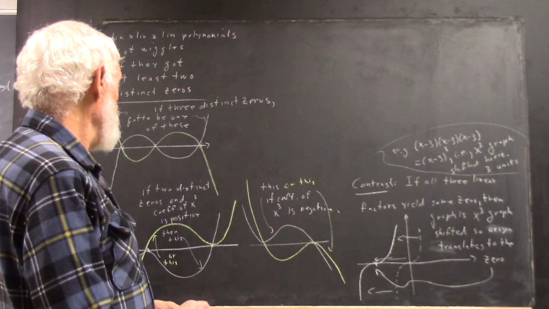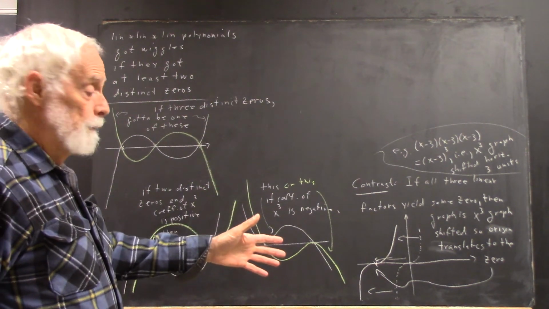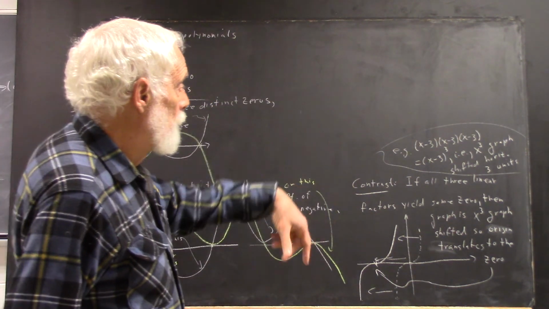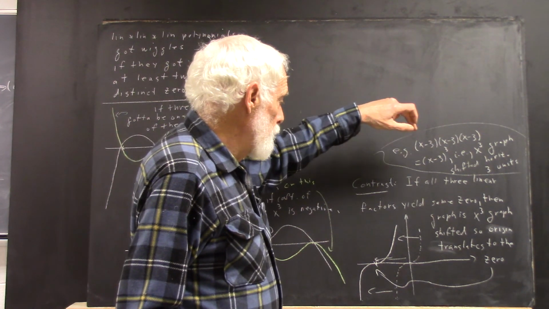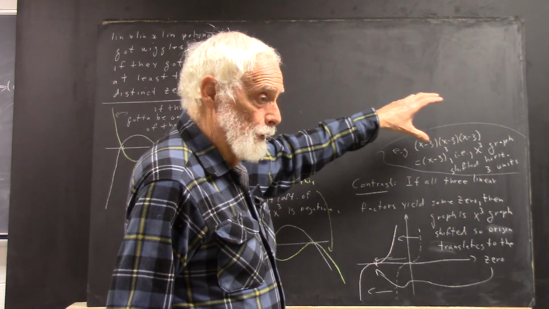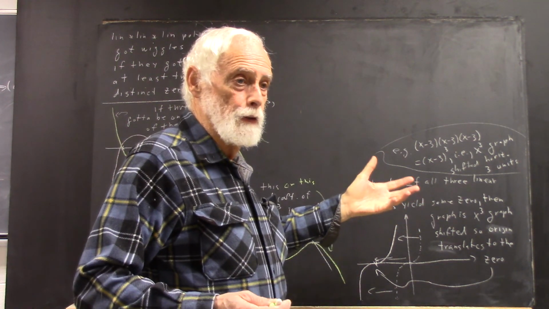Something you should simply understand. So we want to understand that. We want to understand these possibilities, and we want to understand the contrasting possibility, why three linear factors being the same would give us a simple transformation of the cubing graph.